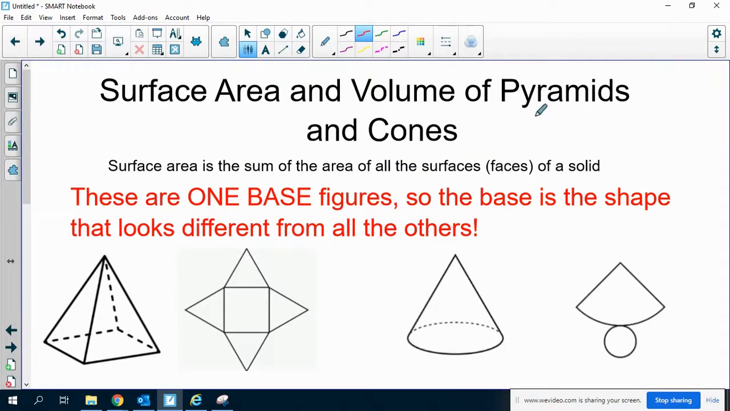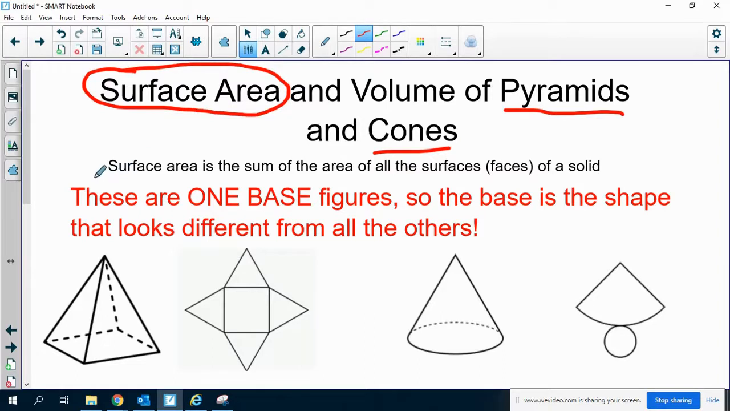Now let's go into what we're actually talking about today, pyramids and cones. So we're going to focus on surface area in this video, and we'll focus on volume in the next one. Surface area is the sum of the area of all of the surfaces of a solid. So pyramids and cones have one base. Because they have one base, our formula is going to be a little bit different.